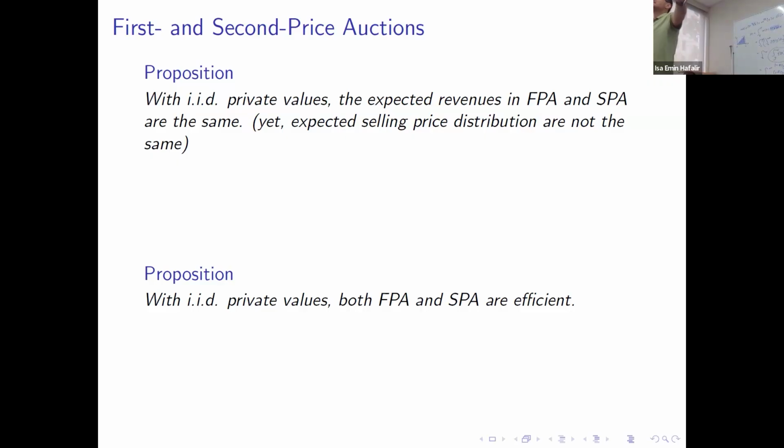And what is expected revenue? Expected revenue is just n times this, simply because we have n bidders and we just add them up. So expected revenue then is n times the integral from 0 to W of y times 1 minus F of y times g of y dy.